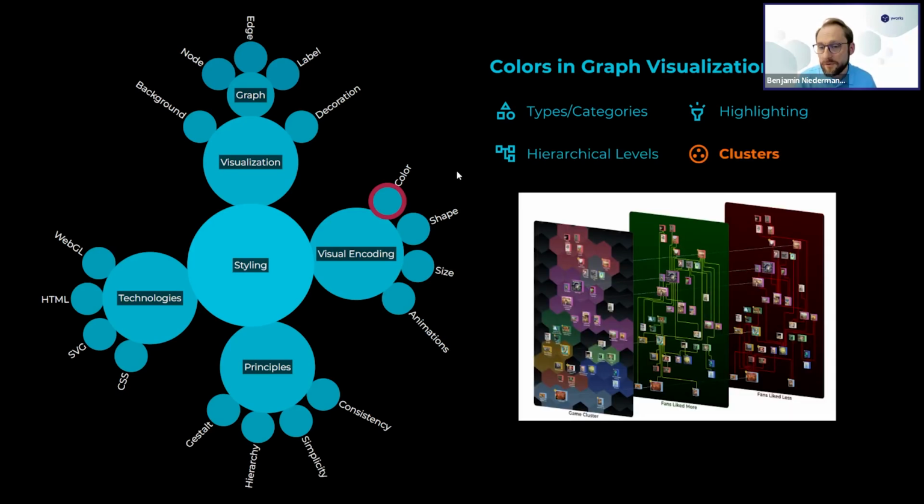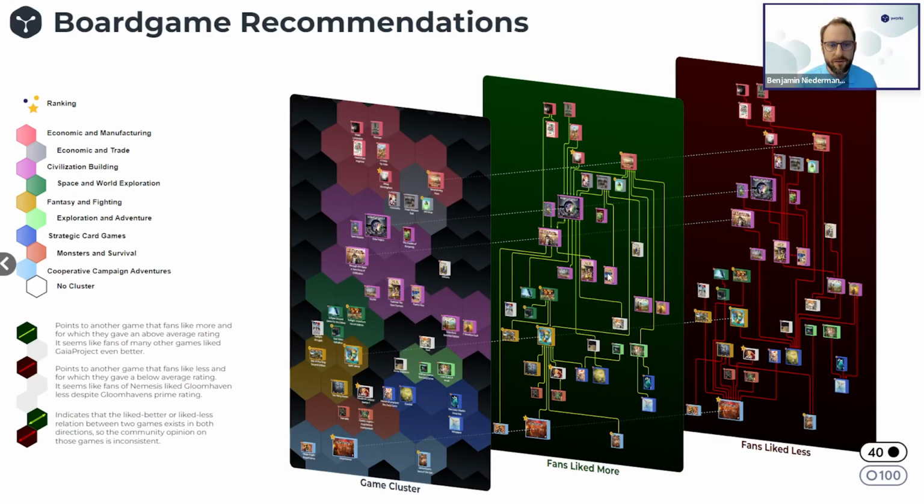You can also, of course, use colors to express clusters and to show some kind of grouping between nodes without putting the nodes actually into groups. This is also an example that I would like to show you. Here it's about a recommendation graph for board games. Actually, we have placed the graph on several layers, and the colors here have been used to basically visualize some clusters in this recommendation graph.